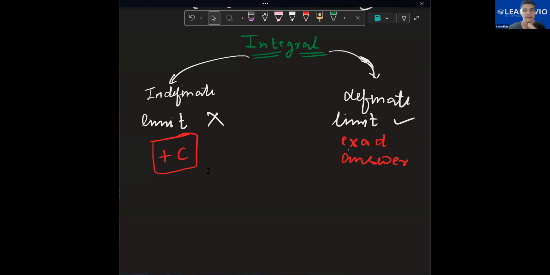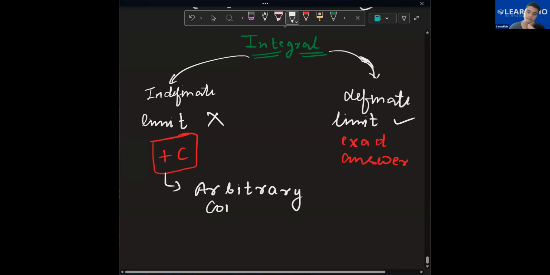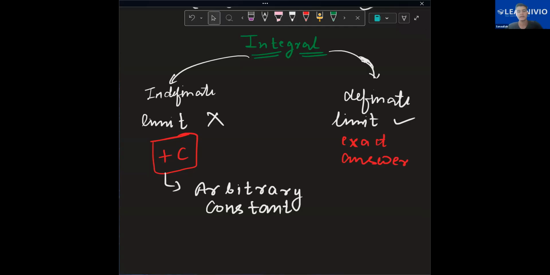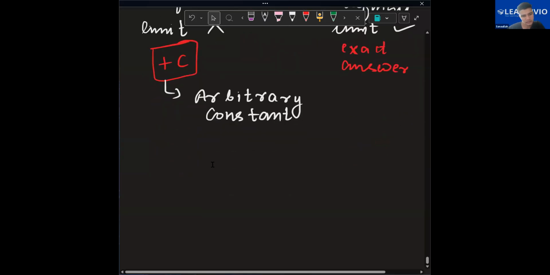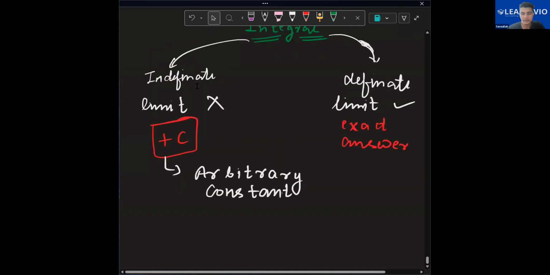It is also known as arbitrary constant. This is generally used in indefinite integrals. All right. And how does an indefinite integral look like? Okay, we will see this. If we do some questions, we will see this.